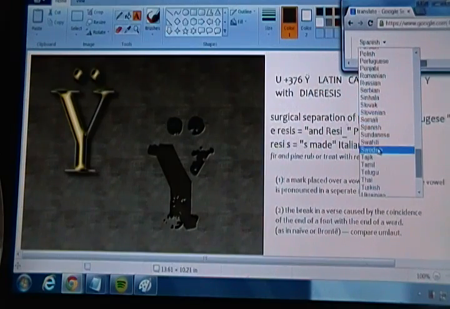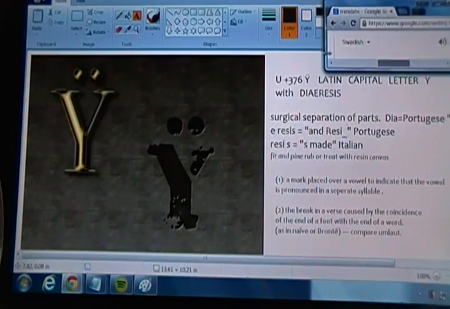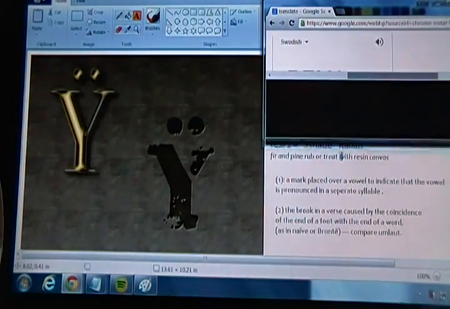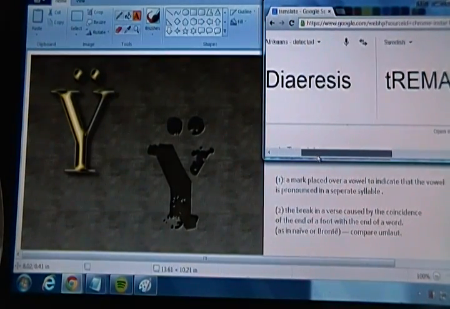that we want to hear here. Here it is. Trema. Okay. Now that's a different variation of this diaeresis. All right, we can see how that's coming about here.